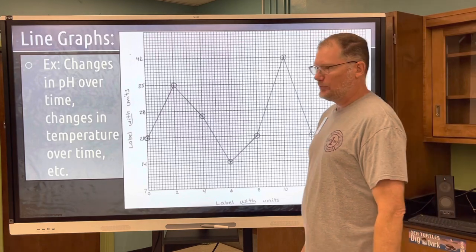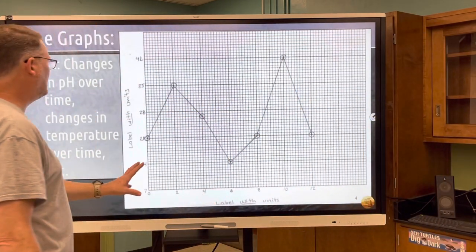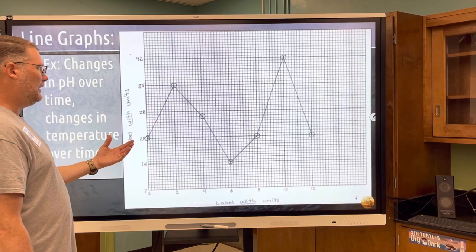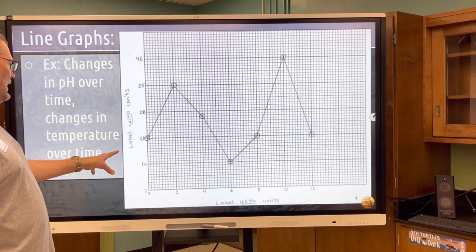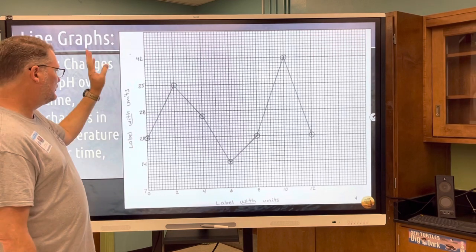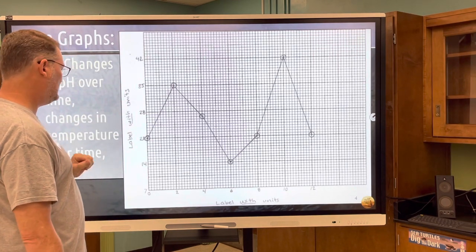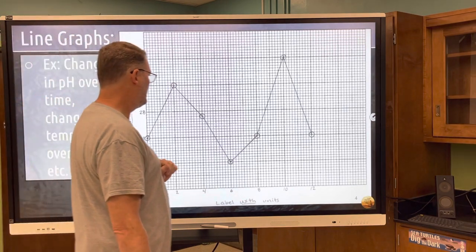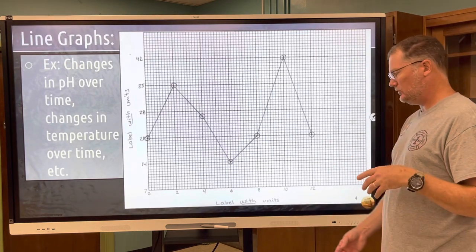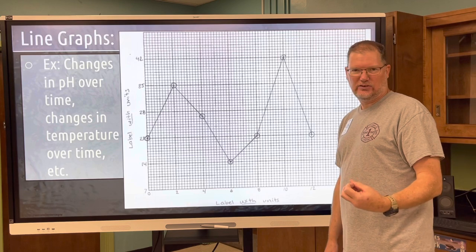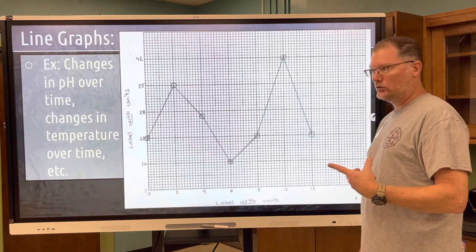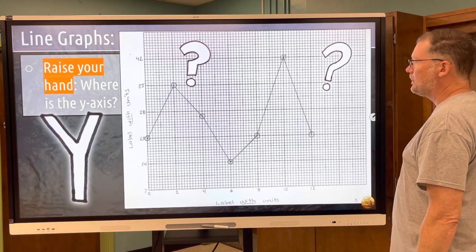So here's an example. This is changes in pH, which is the measure of the alkalinity or acidity of a substance over time, okay? So, and you've got some numbers and lines and data points, okay? But you're gonna learn that this is not what we're looking for right now. There's some things inherently missing from this. Some things that we talked about in the bell work before, most likely, okay?